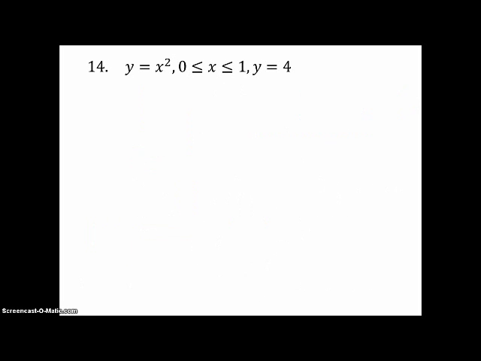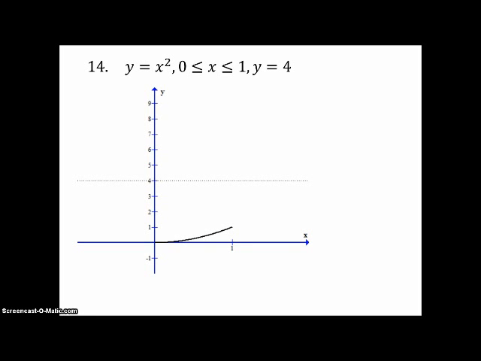Okay, now let's look at another example. Same curve, different values for x, 0 to 1 this time, and we're going to rotate around the line y equals 4, not the x or y axis. So there's our curve and our line of rotation. There's our faux curve on the other side of y equals 4.